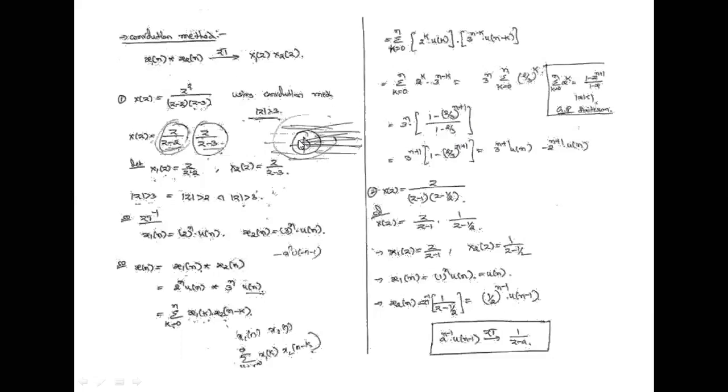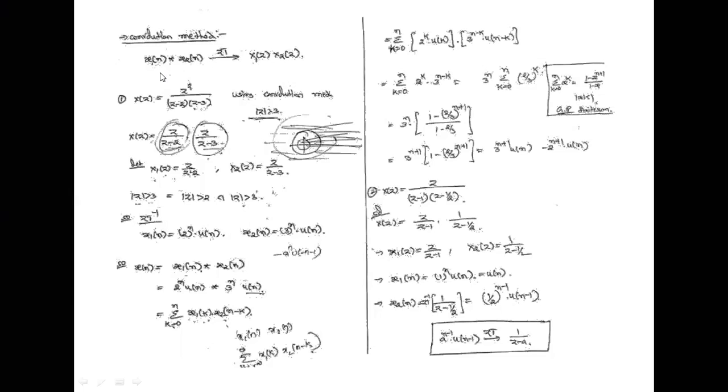Convolution method. This is the last method in the inverse transformation. The first one is the power series method. The second one is the partial fraction method. The third one is the residue method. And the fourth and last method is the convolution method.